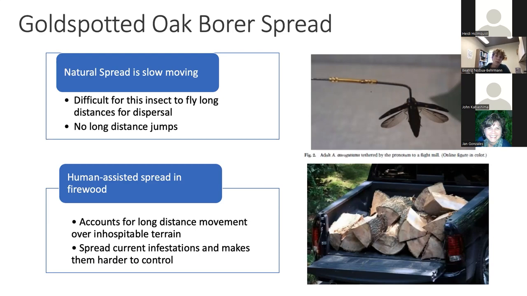So a lot of our outreach has to do with moving firewood that comes from a location that has GSOB. Ideally, you would not move any kind of firewood any long distance, because it could harbor any kind of pest. But in the case of GSOB, it's particularly the main way it moves from one location to another.